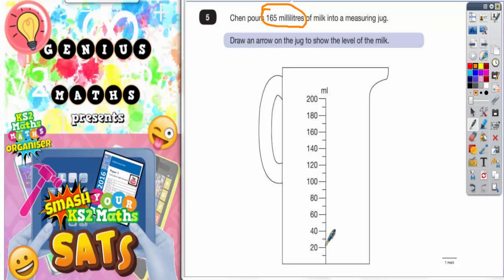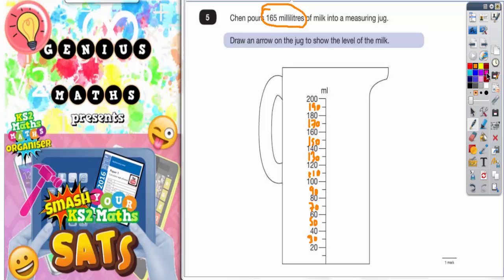But there is a mark between each number. So if we're going up in 20s, there's a mark in between each number. We must actually be going up in 10s when we go up every mark. So this would be 30, 40, 50, 60, 70, 80, 90, 100, 110, 120, 130, 140, 150, 160, 170, 180, 190, 200.